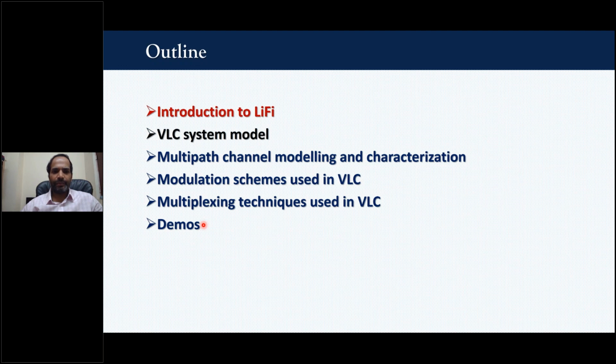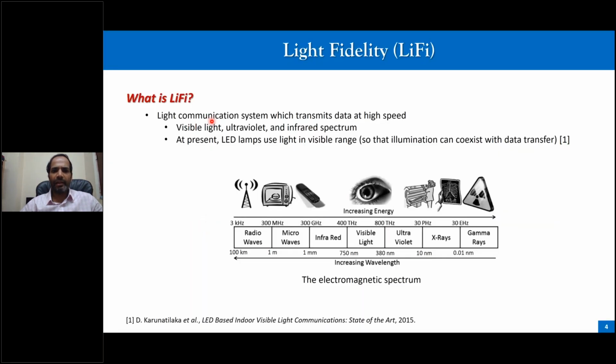So what is Li-Fi? Li-Fi is a light communication system which transmits data at high speed. So the focus here is on light communication. If you see this electromagnetic spectrum, we are interested in this range of frequencies, that means the frequencies from 300 gigahertz up to 30 petahertz. If we operate in this range of frequencies, typically these are considered as light frequencies.